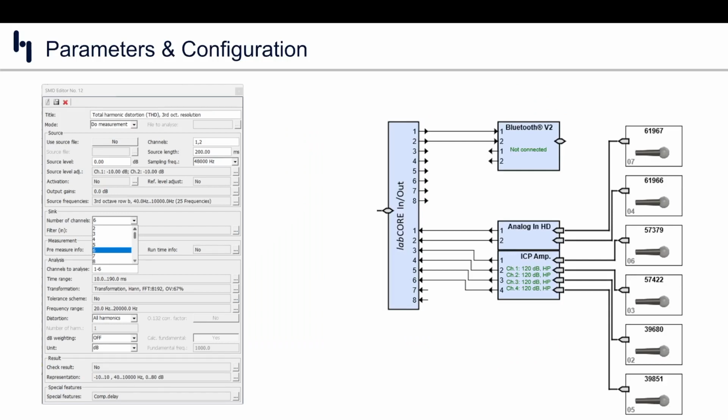From a measurement setup perspective, we'll want to create a hardware configuration in Aqua that allows us to capture our 6 microphone signals. We can do that in a few different ways, depending on how our LabCore is equipped. We'll assume that our LabCore has a single core-in ICP card and a core-in A2 card that can handle a combined 6 channels of ICP.